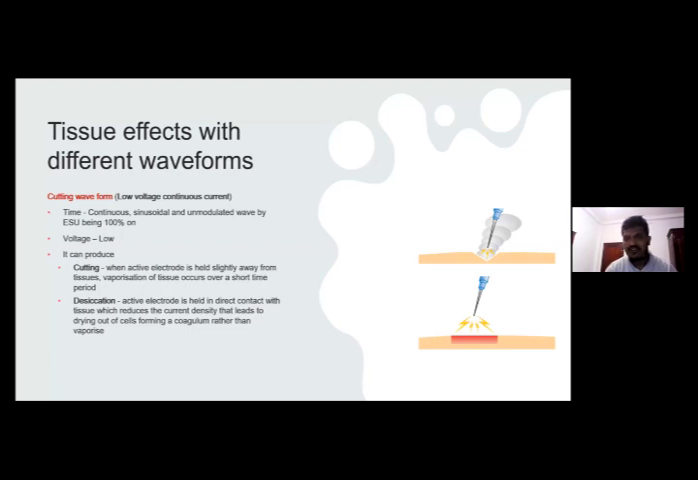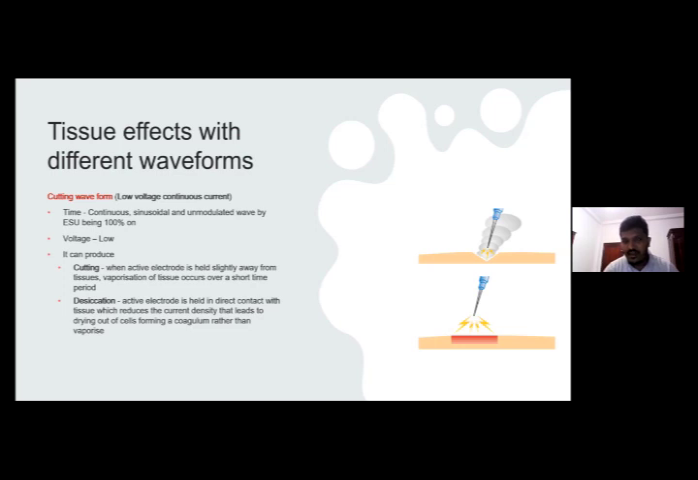In the cut form, we use a low voltage continuous current, where the electrosurgical unit works 100% of the time with very low voltage. Depending on whether we are touching the tissue or not, we can produce two different types of cutting: pure cutting and desiccation. If we hold the active electrode slightly away from the tissue, that will cause vaporization of the tissue and more precise cutting.